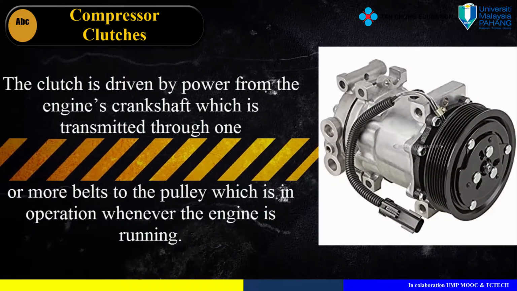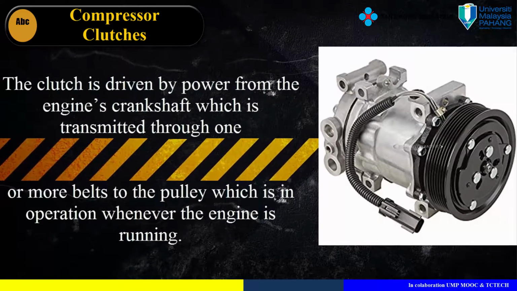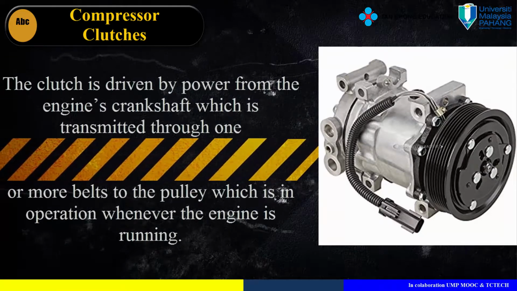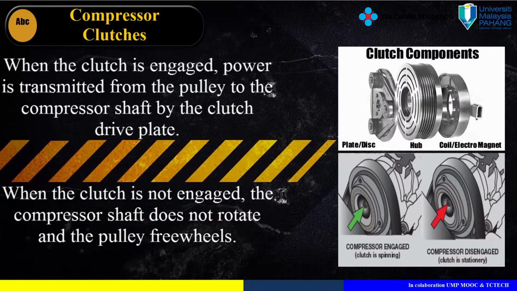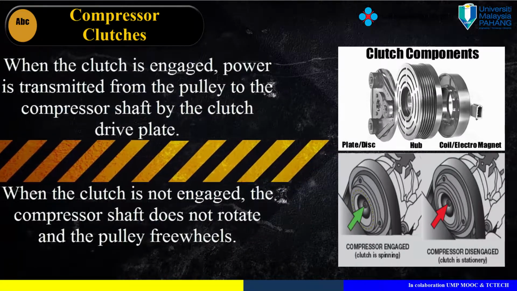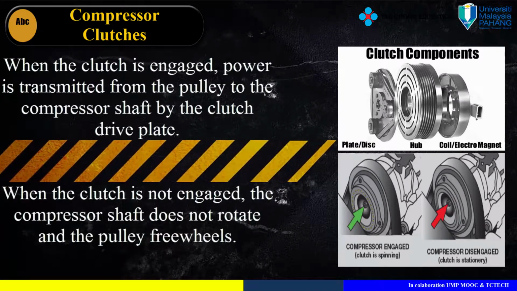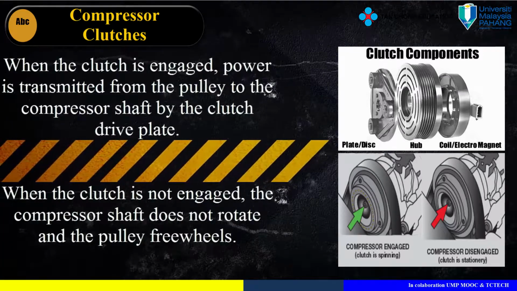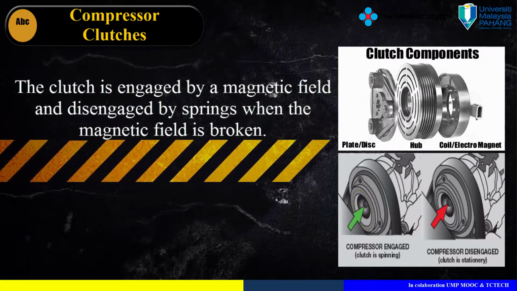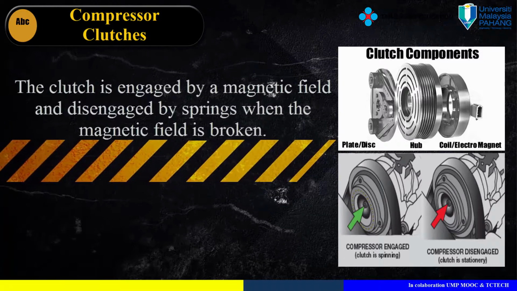The clutch is driven by power from the engine's crankshaft, which is transmitted through one or more belts to the pulley, which is in operation whenever the engine is running. When the clutch is engaged, power is transmitted from the pulley to the compressor shaft by the clutch drive plate. When the clutch is not engaged, the compressor shaft does not rotate, and the pulley freewheels. The clutch is engaged by a magnetic field and disengaged by springs when the magnetic field is broken.